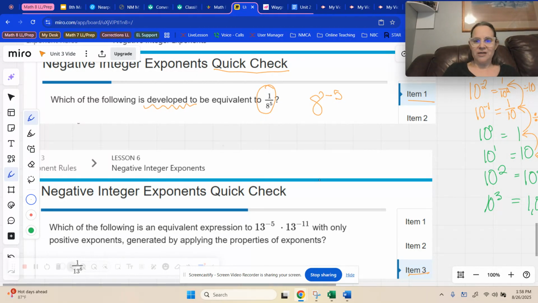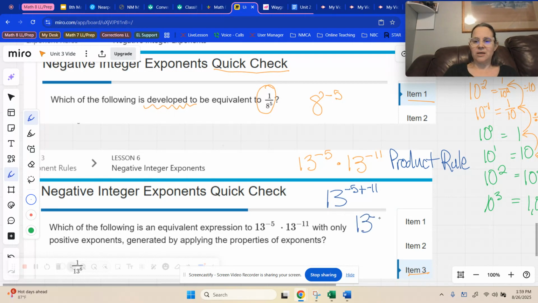Look at item 3 here. I'm going to use two of the rules. We've got 13 to the negative fifth times 13 to the negative 11th. I'm going to start here with the product rule. That says if I have the same base, which I do, the base is 13, I can add the exponents, negative 5 plus negative 11. That gets me 13 to the negative 16th power.